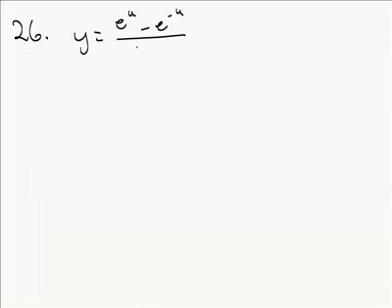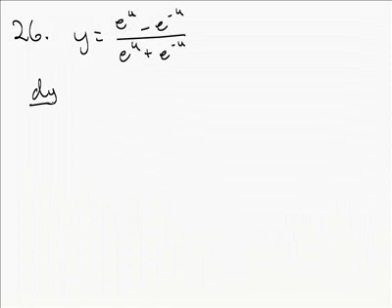Let's see, 22 or 26. Let's do 26, I guess, where we have y is equal to e to the u minus e to the negative u, all that divided by e to the u plus e to the negative u. So the first thing I recognize here is that we have ourselves a quotient rule. We have a quotient, so we're going to do the quotient. Now notice that our independent variable here is u as opposed to x.